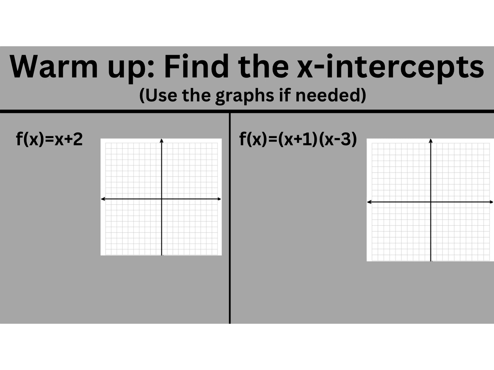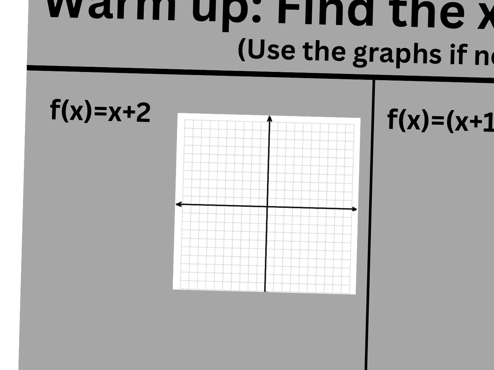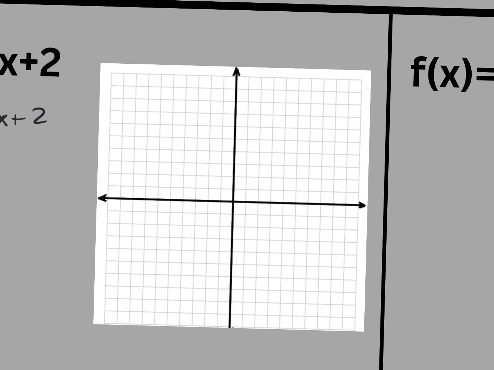So for the first one, we should recognize that this is just function notation for y equals mx plus b. So when I say y equals mx plus b, I mean my slope in this case is 1 and my y-intercept is 2. So you can consider that we could go up 2 and then graph my slope of 1 over 1, 1 over 1, or we could go negative 1 over negative 1.